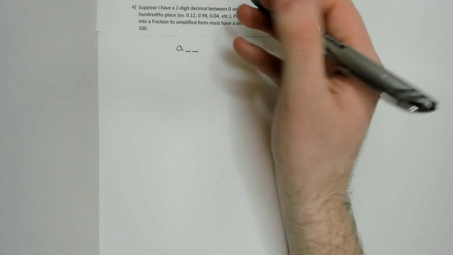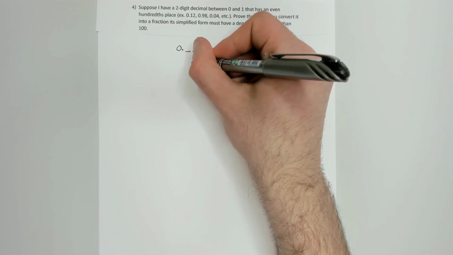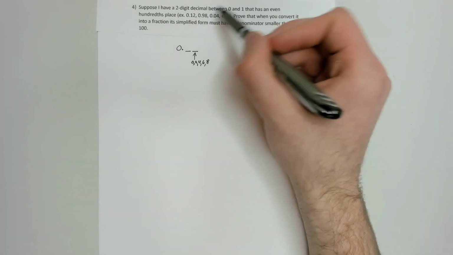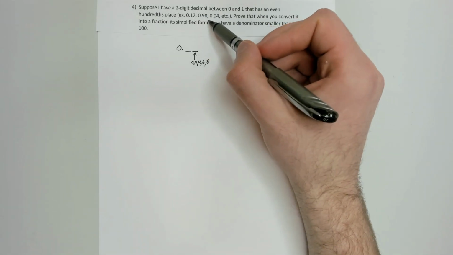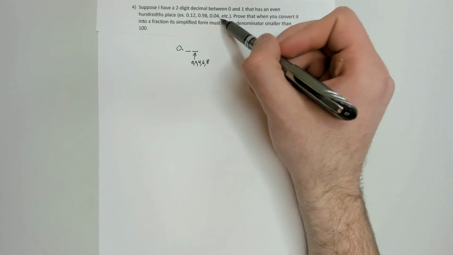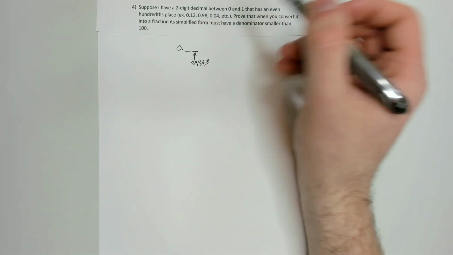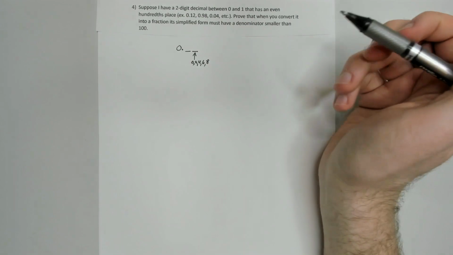The hundredths place is the second decimal spot. That needs to be even, so this needs to basically be a 0, a 2, a 4, a 6, or an 8. All right, so some examples are 0.12, 0.98, 0.04. So these all satisfy this property: between 0 and 1, they're 2 digits long, and there's an even hundredths place.